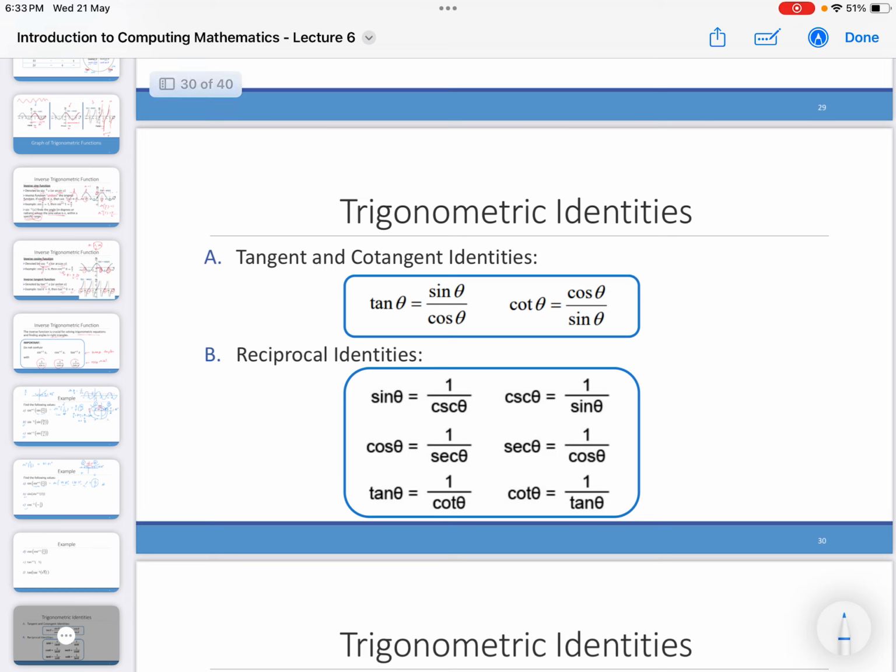Okay, now the final part, trigonometric identities. The first one is tangent and cotangent identities. Tangent equals sine over cos. Cotangent is 1 over tangent, so we just swap: cotangent is cos over sine. The second is the reciprocal identities, which I already introduced. Cosecant theta is 1 over sine theta, secant theta equals 1 over cos theta, and cotangent theta is 1 over tangent theta.